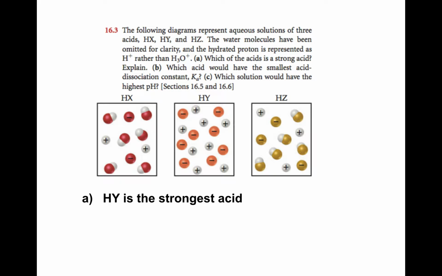B, which acid would have the smallest acid dissociation constant, Ka? All right, so a small Ka value means a weak acid, which means very little ionization. So that's looking like HX. Very little H plus ion floating around.